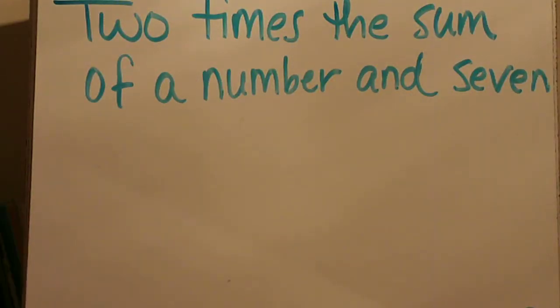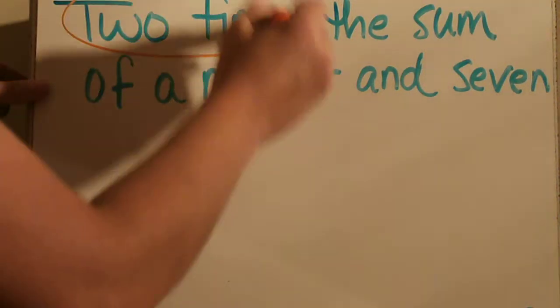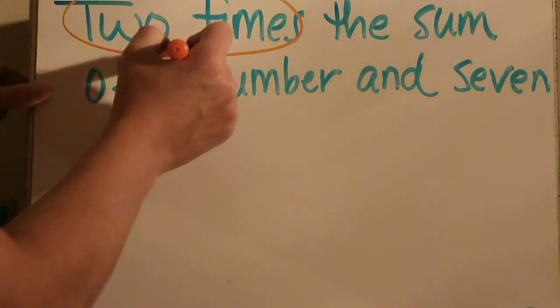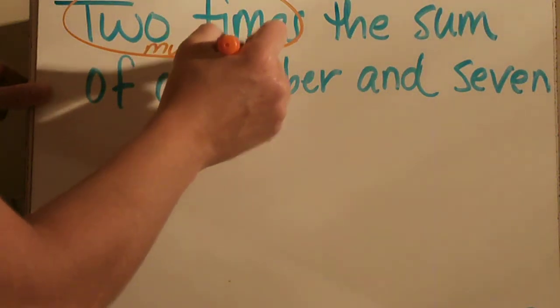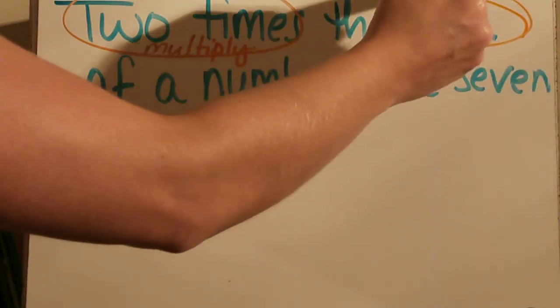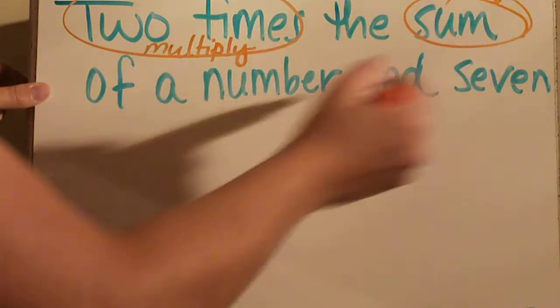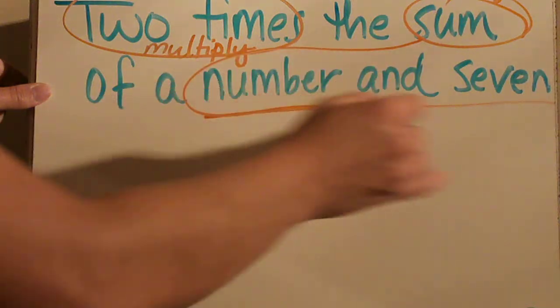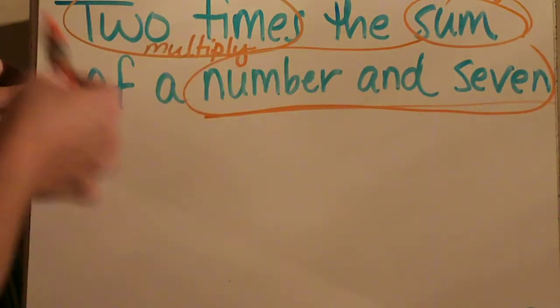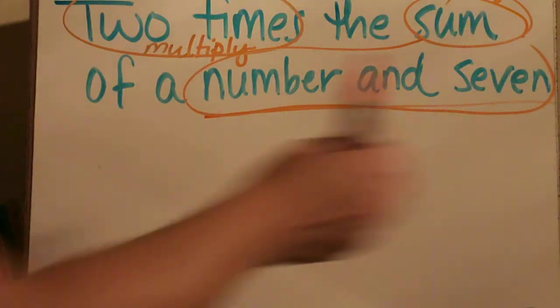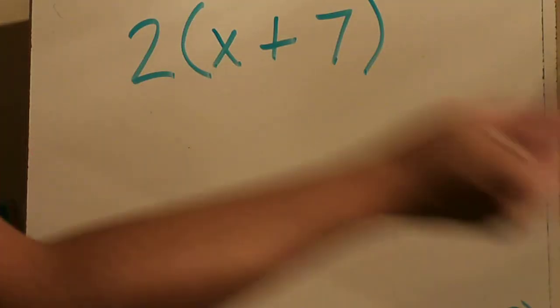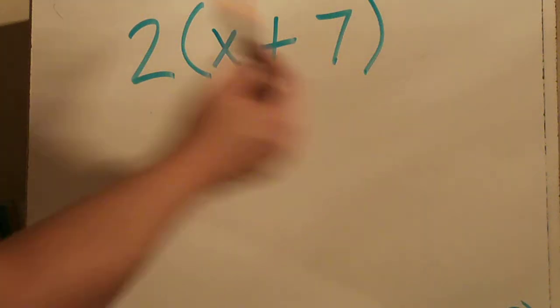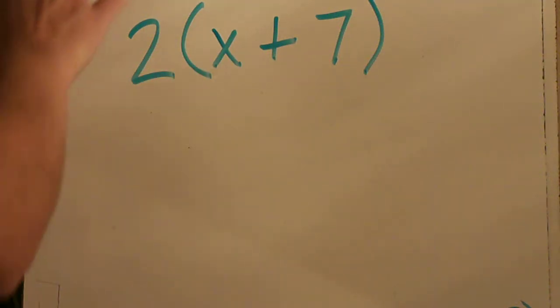2 times the sum of a number and 7. So again, our 2 times shows us that we are going to use multiplication. And then we have the sum, which means adding, of a number and 7. Again, the sum of a number and 7 will be multiplied by the 2. This looks like this. So we have 2 times the sum of a number and 7.